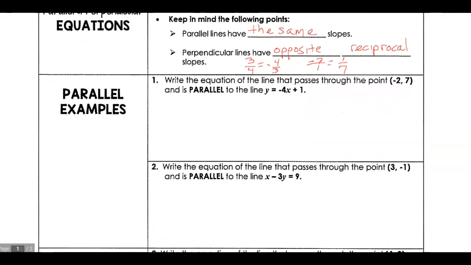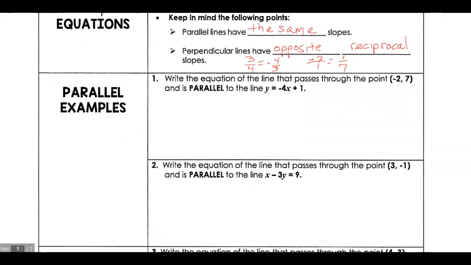So it says, here we go, write an equation of the line that passes through the point (-2, 7) and is parallel to the line y equals -4x plus 1. So we're going to be circling back to this assignment as a part of our review on Friday. You're actually going to be graphing these as a part of some of your review. But anyway, remember, parallel lines have the same slope. What is my slope? My slope is -4.